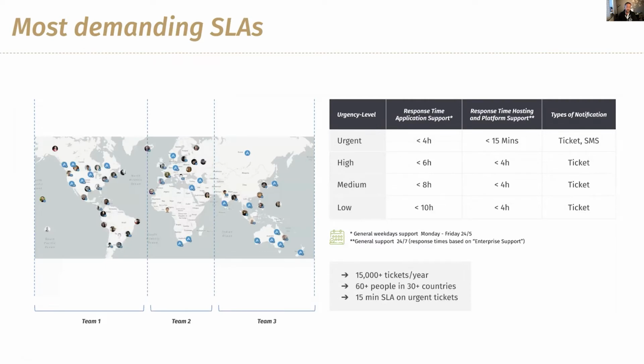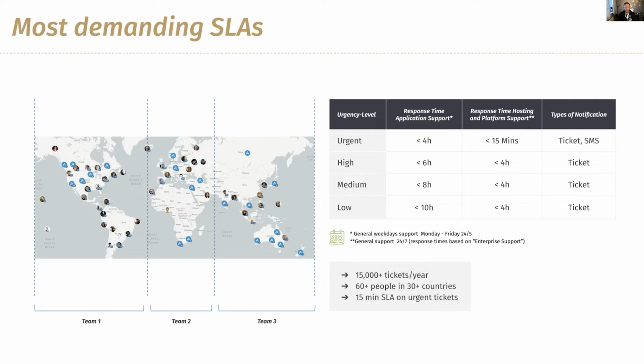We also make sure that not only are we running at scale, but our customers realize they can get hold of us as and when they need to. So we have, as you can see from the map there, people all around the world. We have something like 35 people in 60-something countries doing support on 15,000 tickets a year. And we have the most demanding SLAs as well. We have a 15-minute SLA for our big companies.